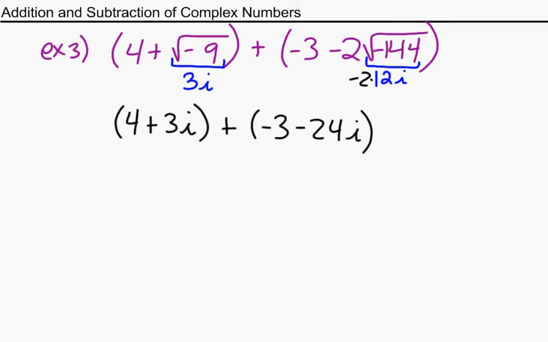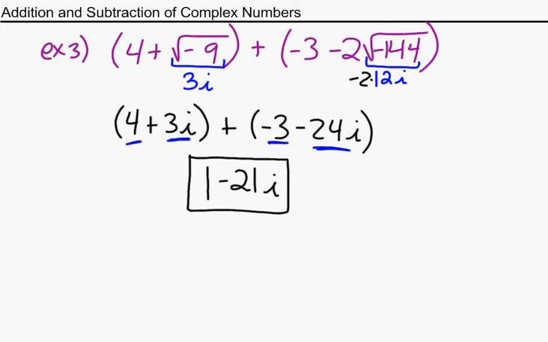Now the problem looks just like what we started with, where all I need to do is combine real with real in order to get a positive 1, and combine imaginary with imaginary. 3i and negative 24i gives you negative 21i. And since my problem is written with the real portion first and the imaginary portion second, I'm finished with this problem.